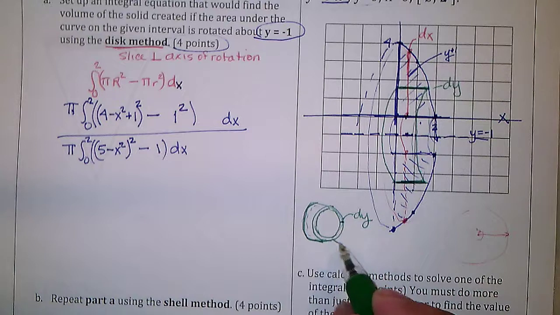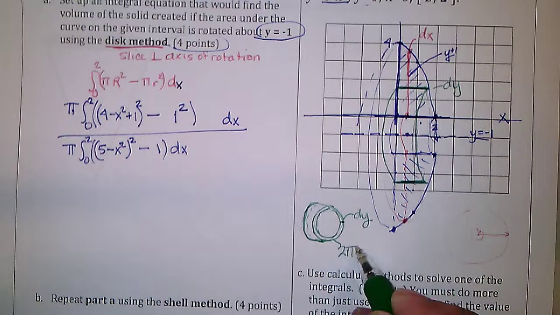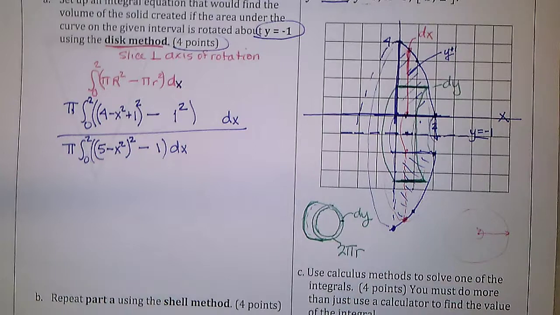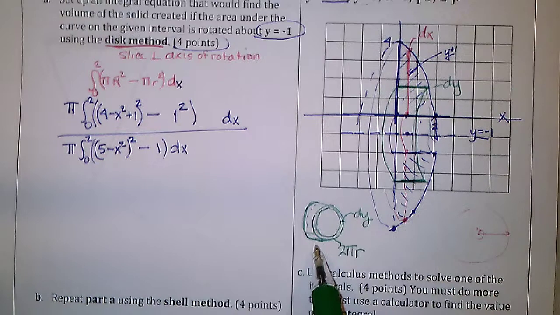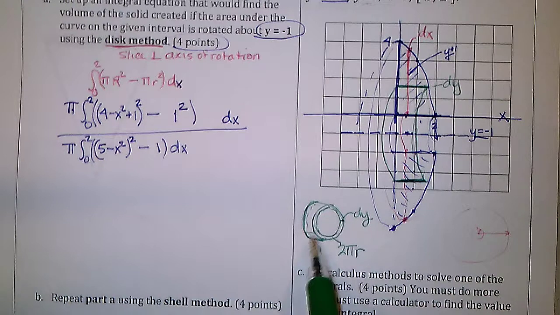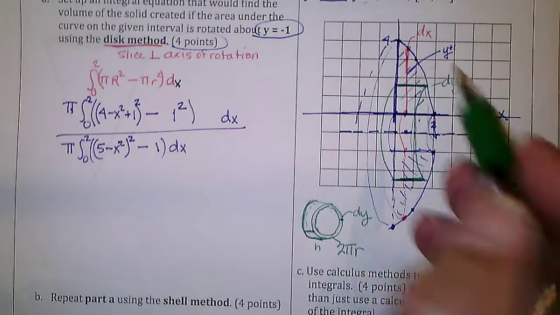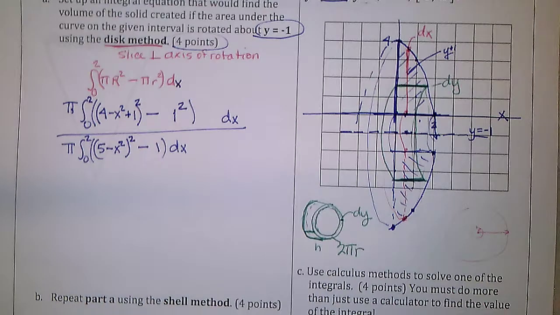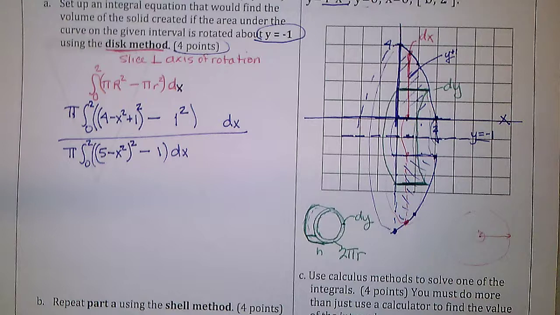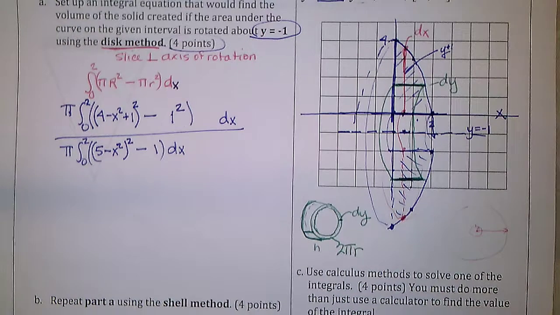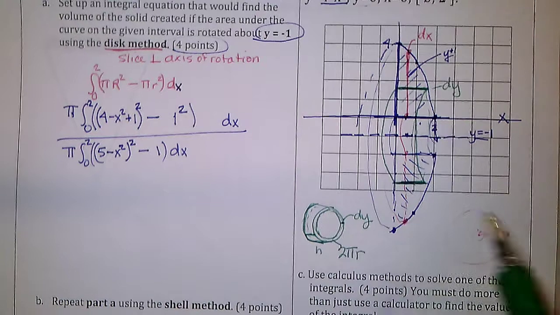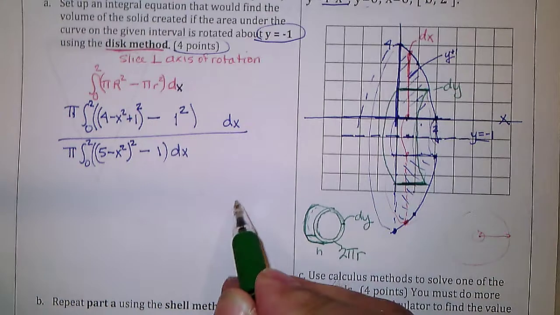The ring around it, all the way around, is 2 pi r. And then if we take the ring around it times the height, this distance here, we'd have the volume of the ring. And we'd have to add up all the volumes of rings. Okay, so we're doing dy.